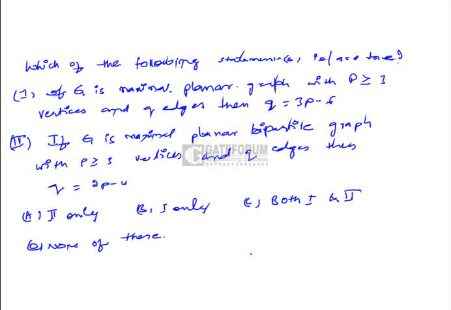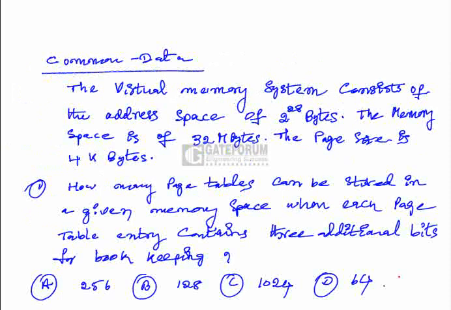So here the correct option is both 1 and 2 are true, which is option C. Data: there are two questions on this data. The virtual memory system consists of an address space of 2 × 2^28 bytes, a memory space of 32 megabytes. The page size is 4 kilobytes.